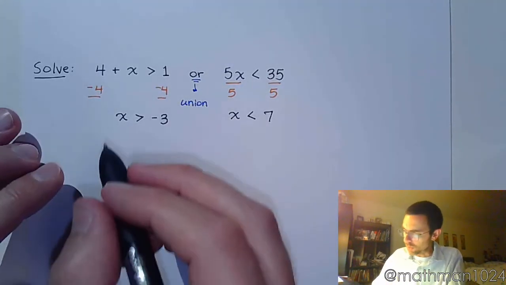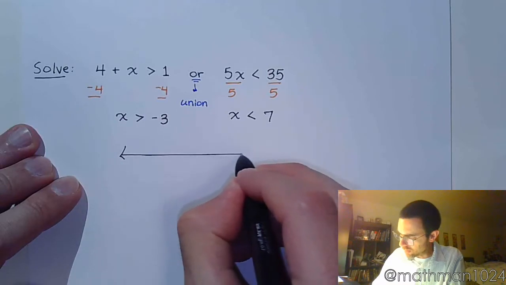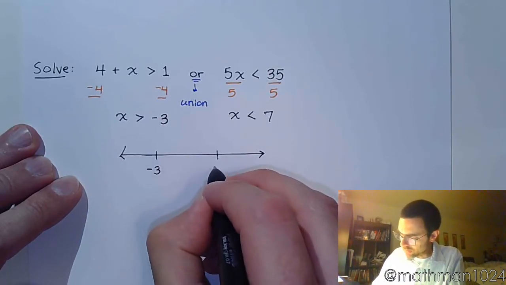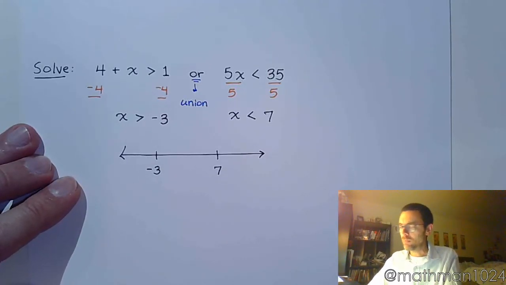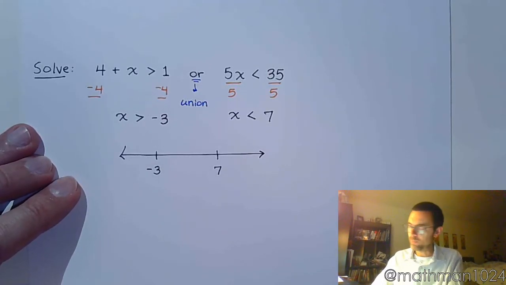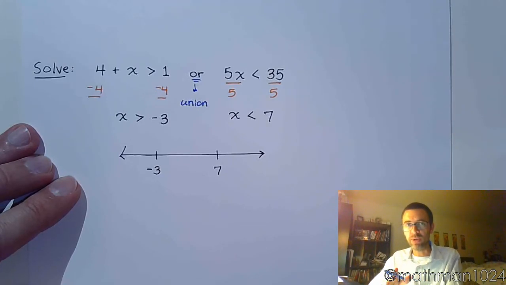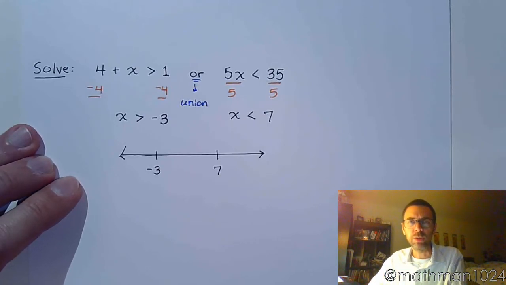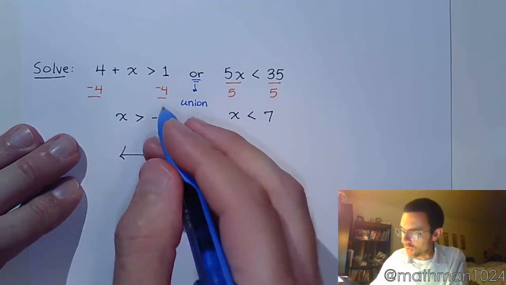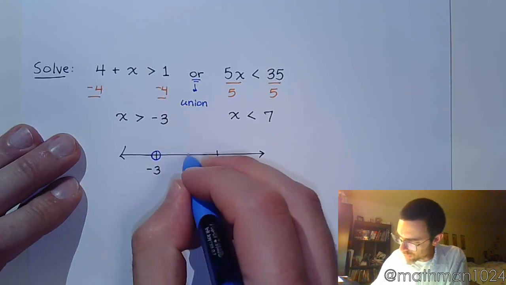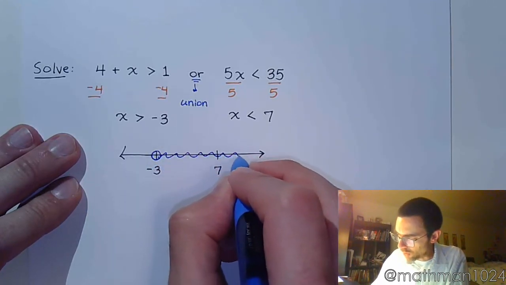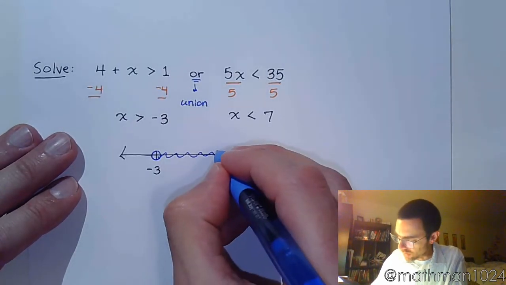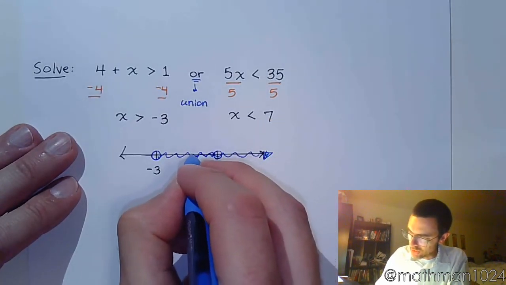All right, so put all of these guys together. There's -3, there's 7, and let's see what we get. So since I'm putting these guys all together because I have a union, I don't need to do anything above the number line. I just throw it all on the number line and see what sticks. Greater than -3 is open at -3, going all the way to the right. Less than 7 is open at 7, and he goes all the way to the left.